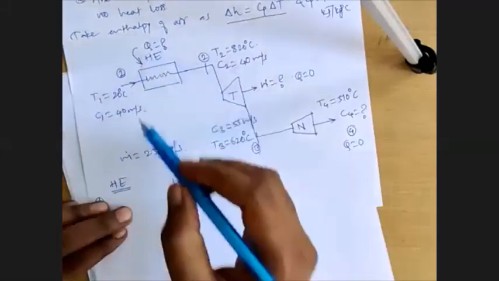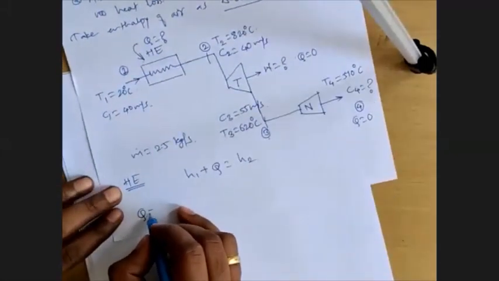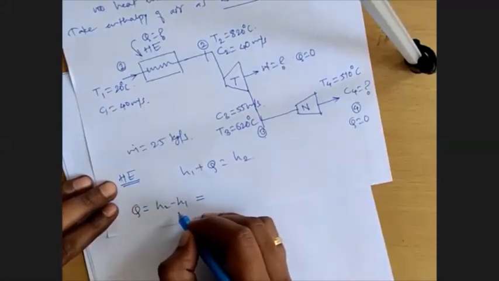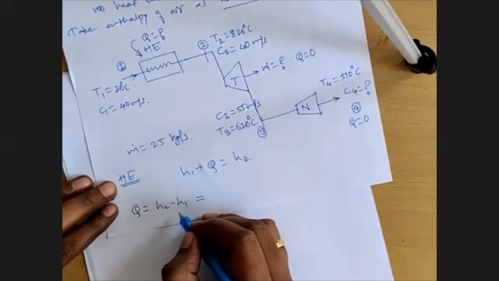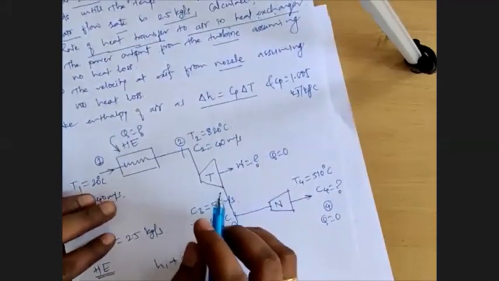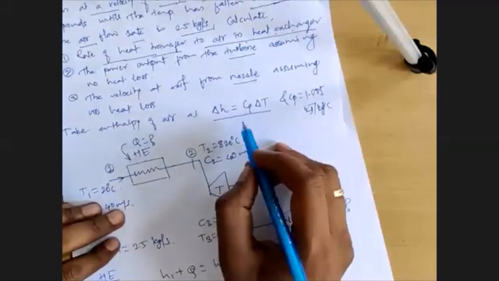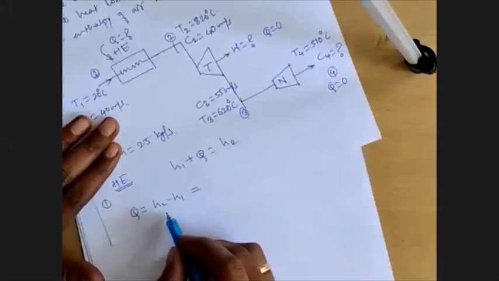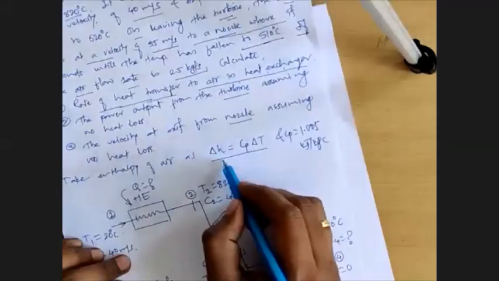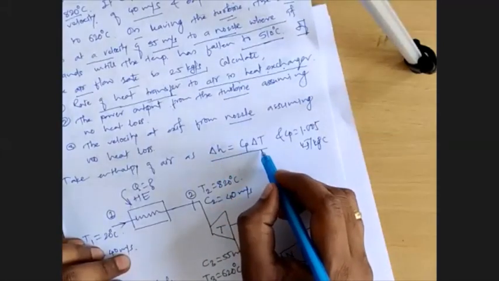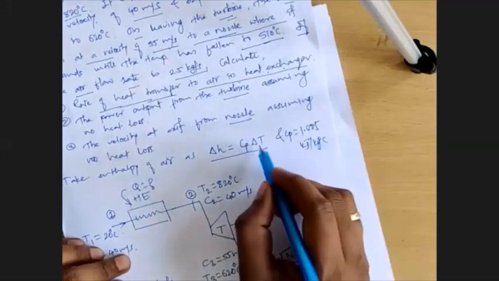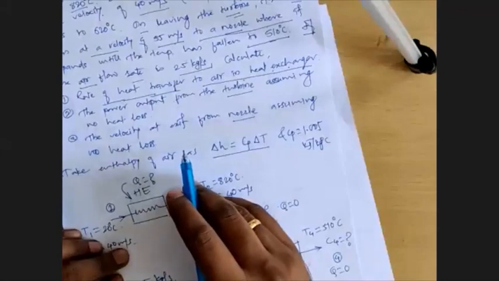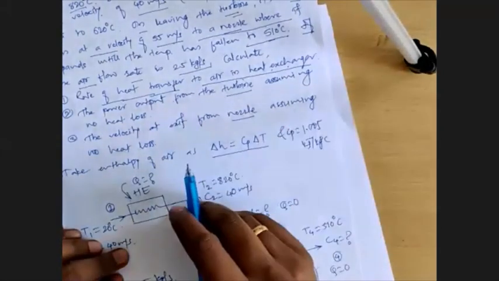Now we need to find this Q. So Q is equal to H2 minus H1. But H2 and H1 are not given, right? They have given it, but in some other words. How have they given it? Take enthalpy of air as delta H. H2 minus H1 is nothing but delta H, right? So delta H is equal to Cp into delta T. The value of Cp is 1.005 and delta T is nothing but temperature after process minus before process, T2 minus T1.